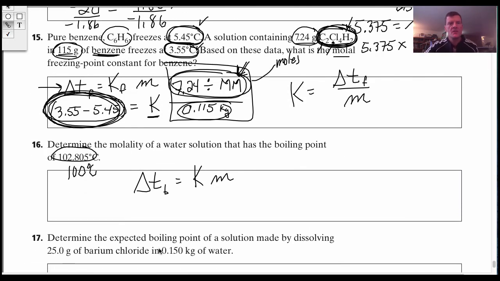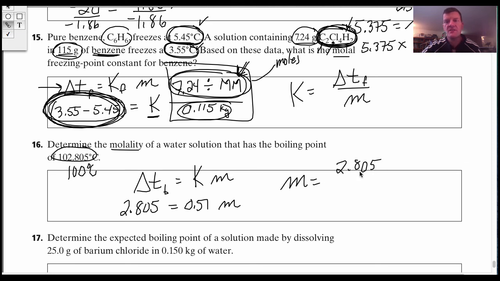So here we go. Your change is the difference between 102.805 and 100, so it is going to be 2.805. It went up by a little over 2 degrees. And determine the molality. We know this K is 0.51, and you just have to find the molality. So the molality is simply going to be the 2.805 divided by the 0.51, and you're done. Okay? This is, by the way, in moles per kilogram.